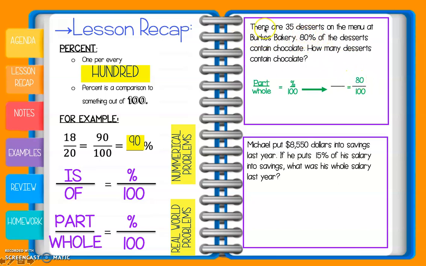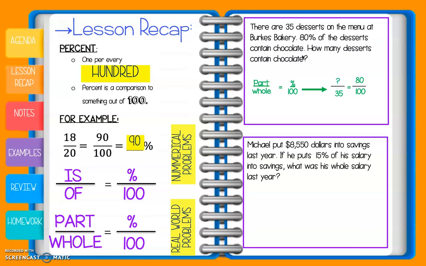Now we have to ask ourselves, it says there are 35 desserts on the menu. So is that the whole menu? Is that part of the menu? 35 is the whole because that's the entire menu. And our question is, how many contain chocolate? And the desserts that contain chocolate are just a part. So that's our question mark.